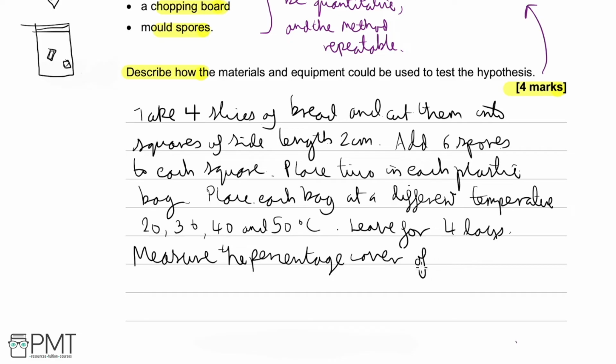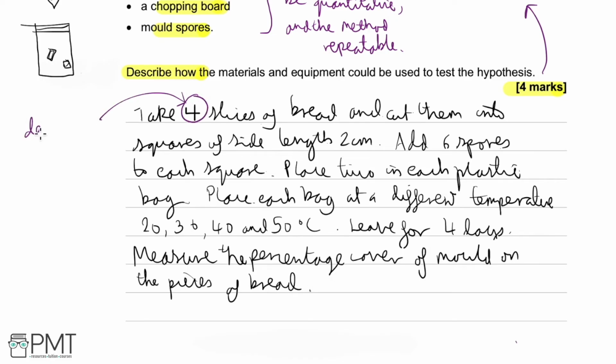Now, looking back at our answer, we can see that we've been detailed, such as saying that 4 pieces of bread and giving the exact temperatures. And we've also made it repeatable by talking about control variables.